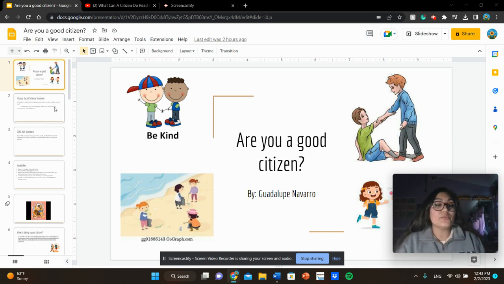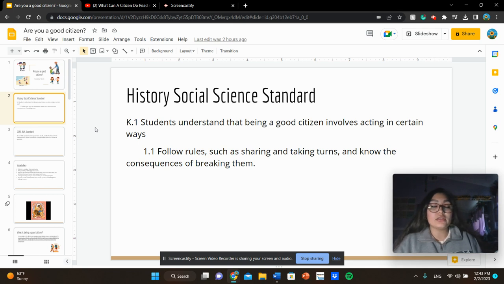So before we get started, we'll talk about the standards really quickly. For social science, we are going to be understanding that being a good citizen involves acting in certain ways, like following the rules. And with that, we're looking at sharing and taking turns, and knowing the consequences of breaking such rules.